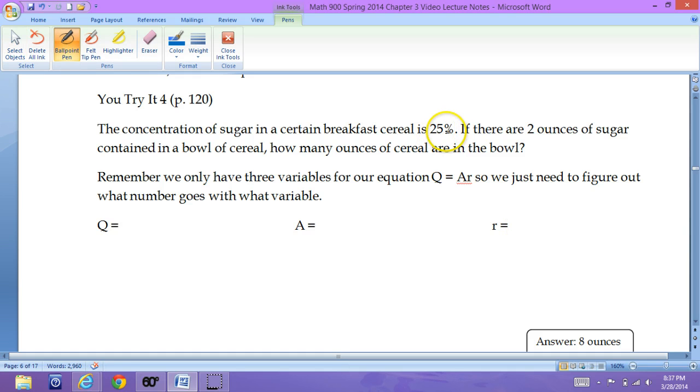So this goes back to our chapter 1. How do we convert a percent to a decimal? Remember, I stated that the percent always looks bigger, and that's how you know to convert percent to decimal. Divide by 100. So we have to take this 25 and divide by 100. And you'll also remember that percent means per 100. So 25 over 100 is 25%.